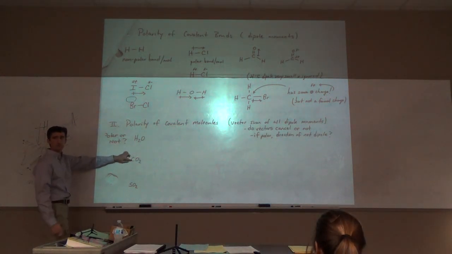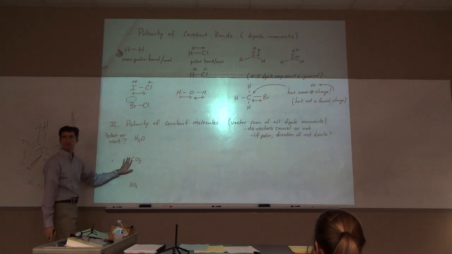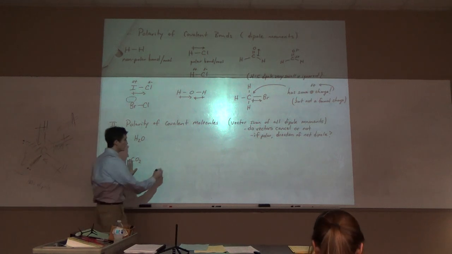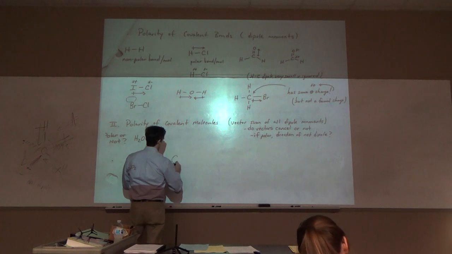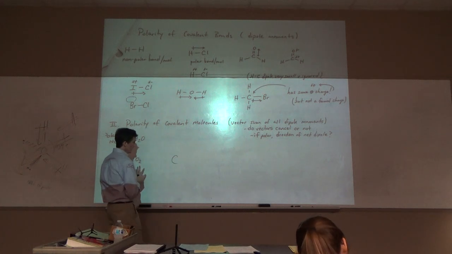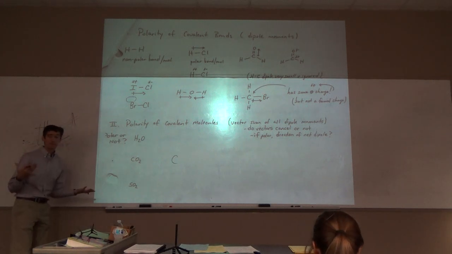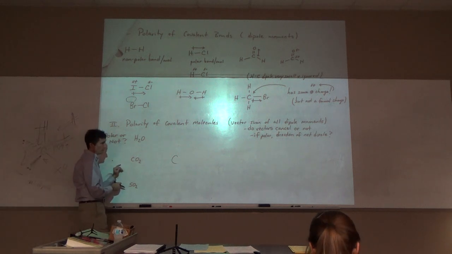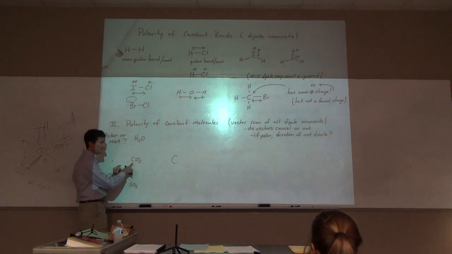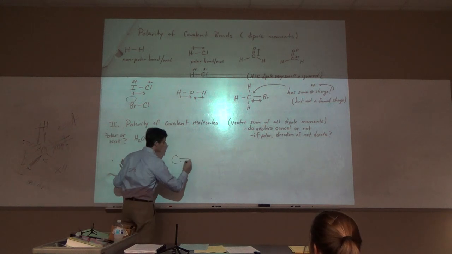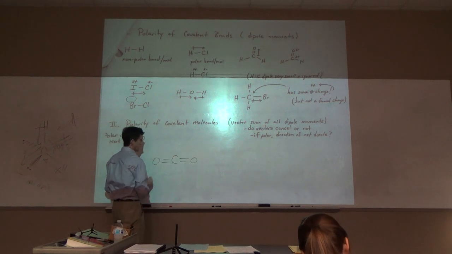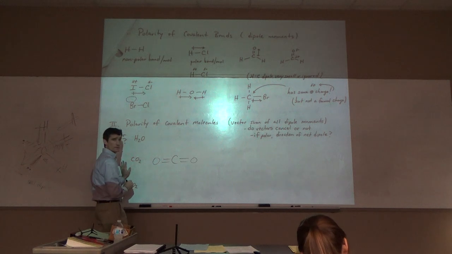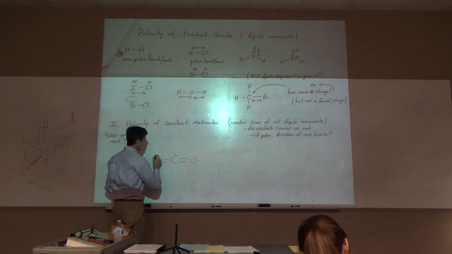CO2, polar or not? What do we need first? Structure. Let's start with a structure. Okay, CO2, I just sort of know CO2, I can draw it up there. If you didn't know it, how do you know C's in the middle? It doesn't have to be. But the CO2 that we exhale is going to look like this structure here. Carbon's making four bonds. Finish it up here.